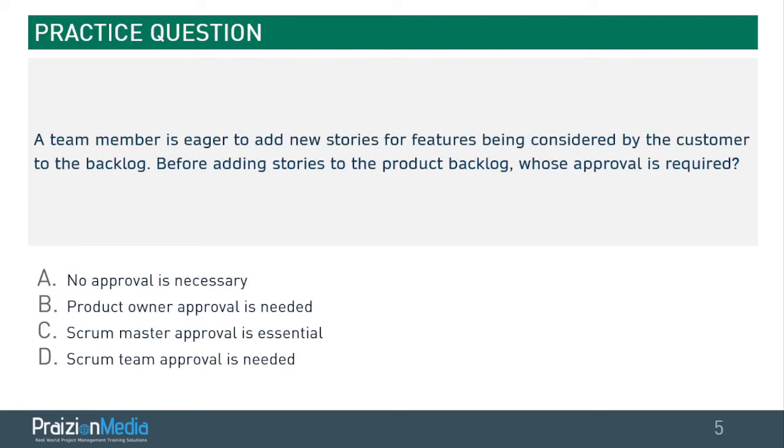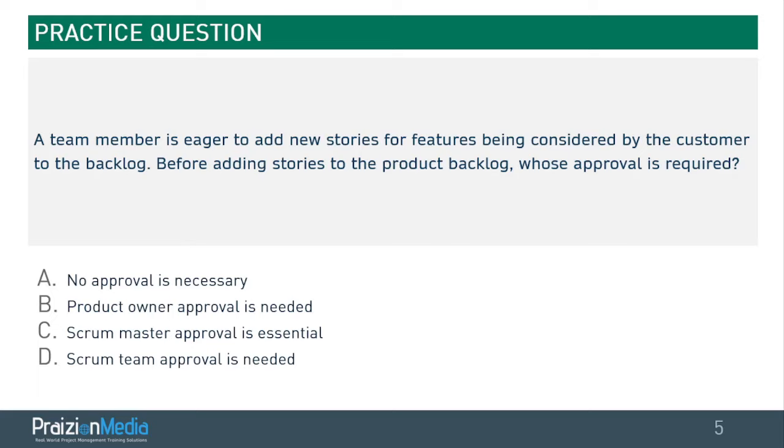A team member is eager to add new stories for features being considered by the customer to the backlog. Before adding stories to the product backlog, whose approval is required? I'll give you some time to think about it. All right. Well, let's use process of elimination.